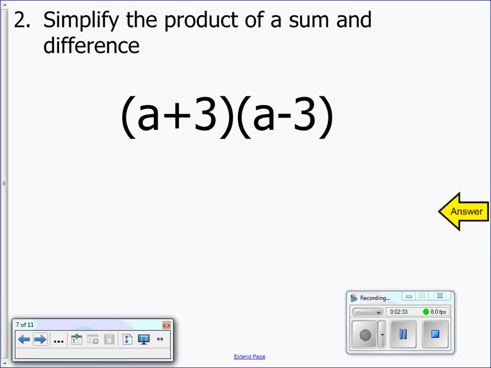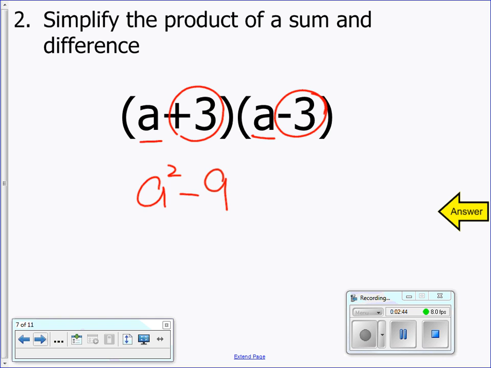Now we have the sum and difference. This is the easy one. We take our first term squared, and then this is always going to be minus because it's a positive times a negative times 9.